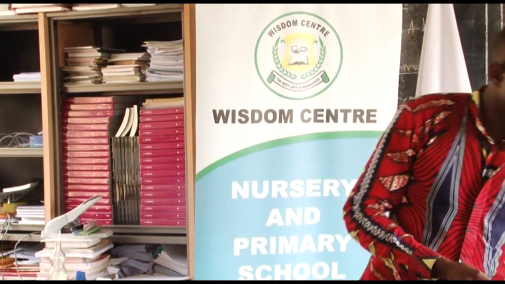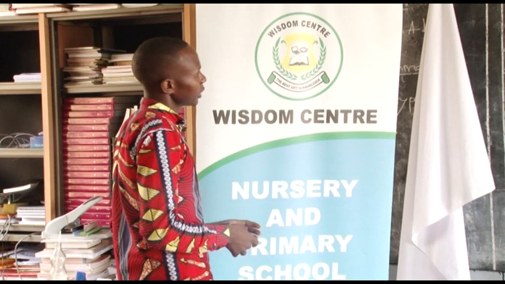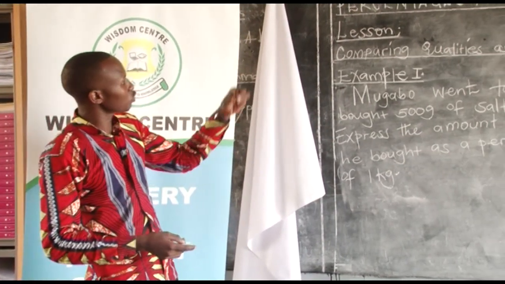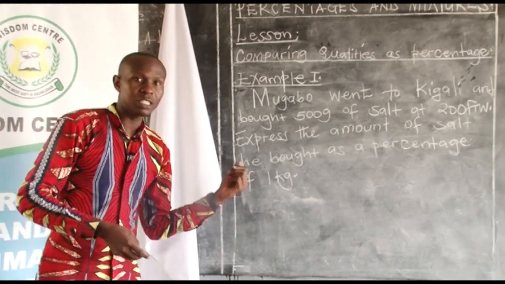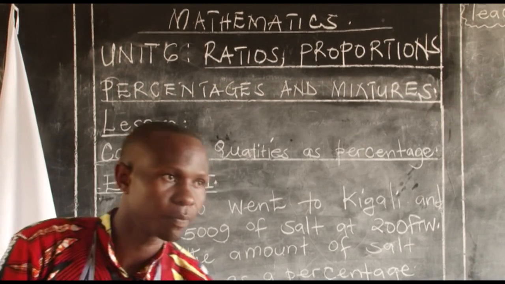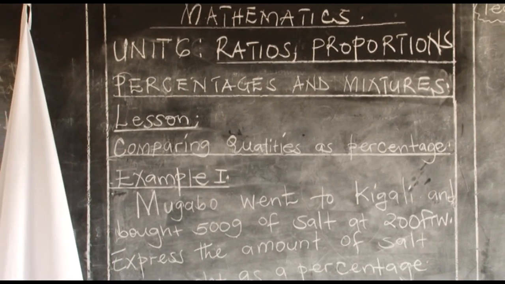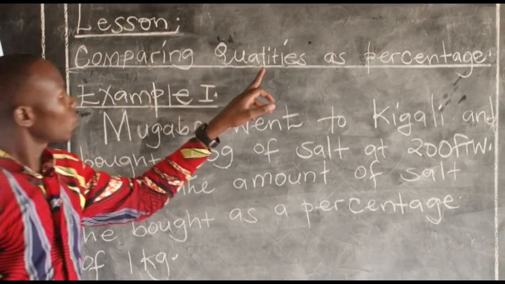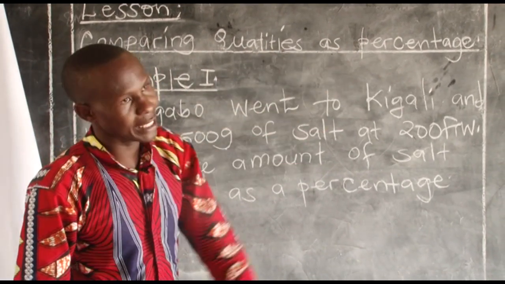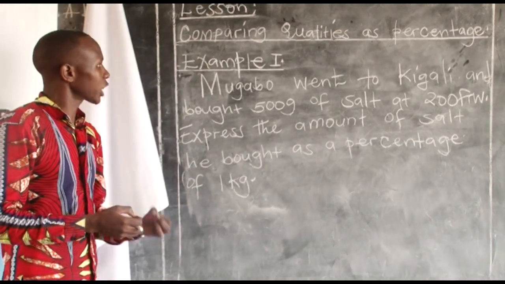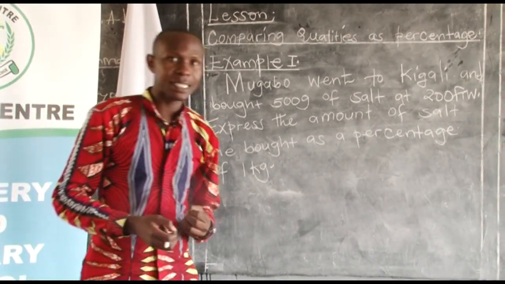Previously, we were looking at how we could change percentages into decimals, changing decimals into percentages, changing fractions into percentages, changing percentages into fractions, and so on. So today I want us to look at our lesson, which says comparing quantities as a percentage. We want to compare quantities of things as a percentage.